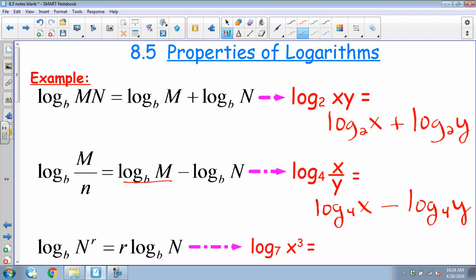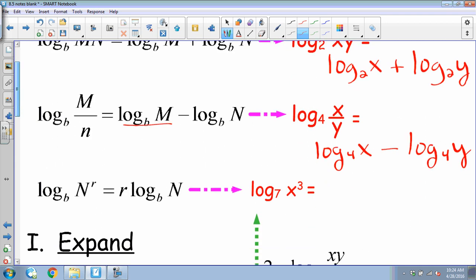The third property is if you have the log of something with an exponent. The log of something raised to a power is sort of like an oxymoron. You can't have logs and exponents mixed, because logs and exponentials are inverses of each other. So anytime you have the log of something that has an exponent, what this property says is you take that exponent and move it out in front to where it's multiplied to your log. So the log base b of n to the r power is equal to r times log base b of n.